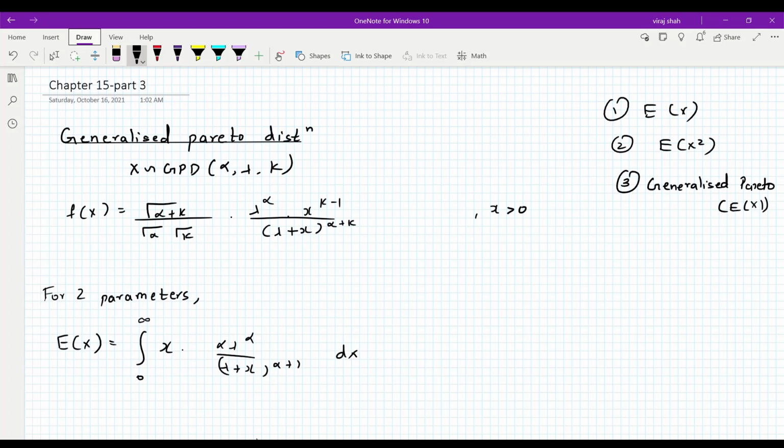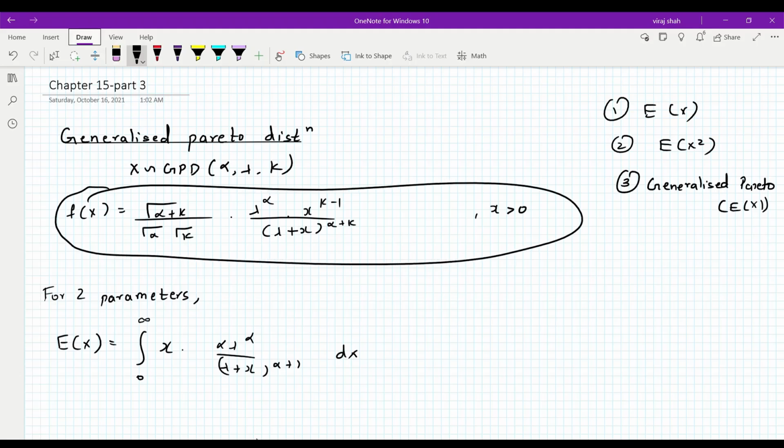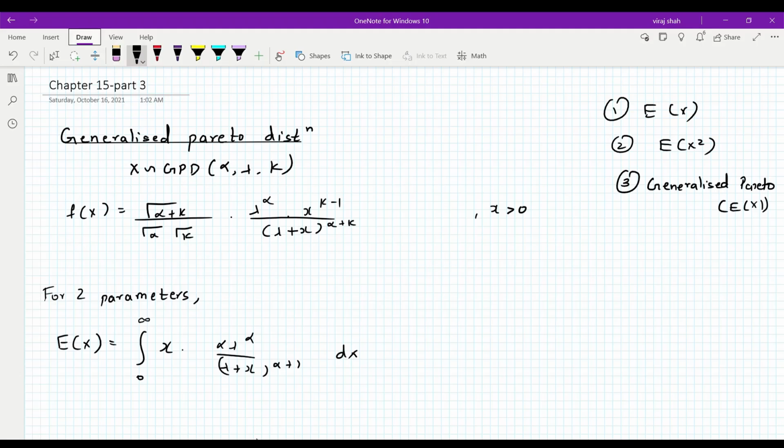Hi guys, so what are we going to do in this lecture? We are going to do a generalized Pareto distribution. How do you define a generalized Pareto distribution? This is just GPD, with alpha, lambda, and k. These are the three parameters which we are going to use. The PDF is written right here. This is a generalized Pareto distribution.